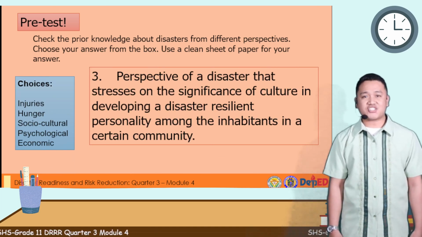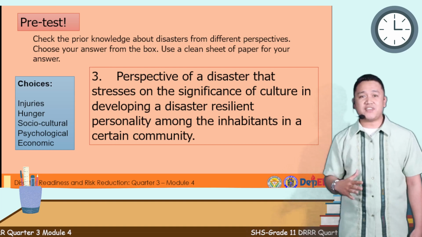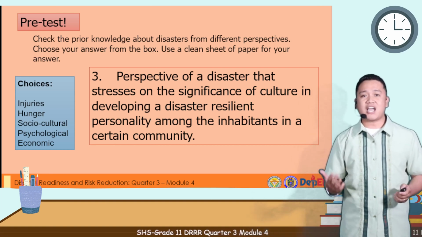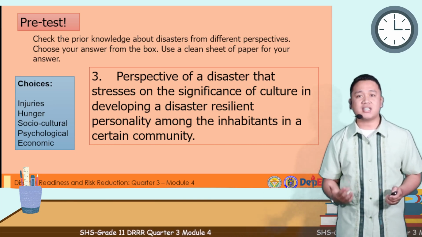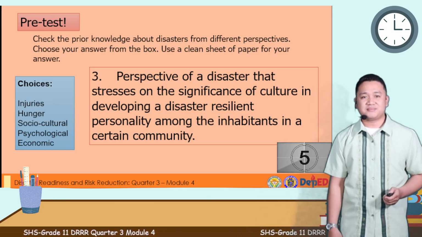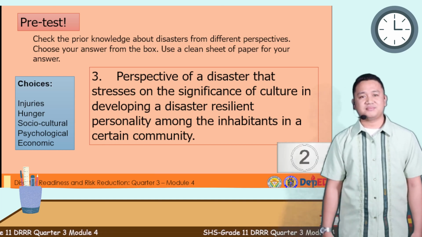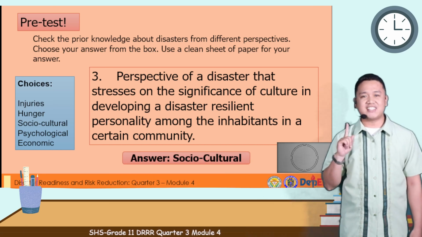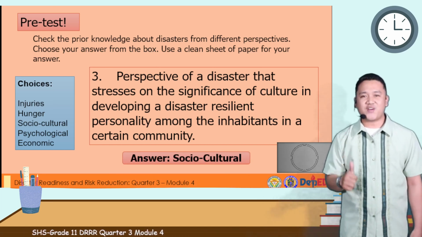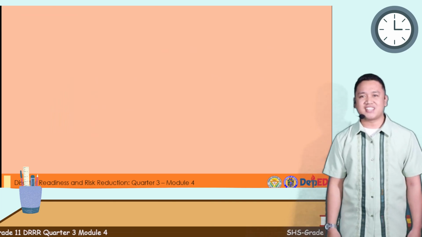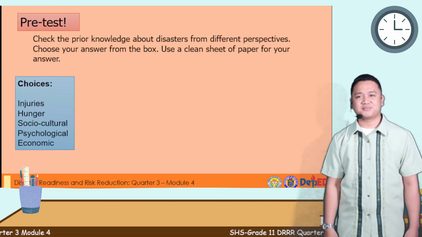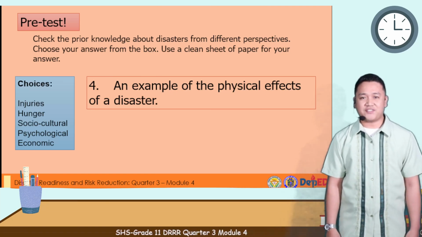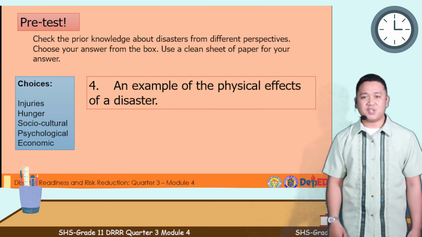Perspective of a disaster that stresses on the significance of culture in developing the disaster-resilient personality among the inhabitants in a certain community. If your answer is sociocultural, then you are correct. Very good, learners. Number 4. It is an example of the physical effects of a disaster. Choose from the box.